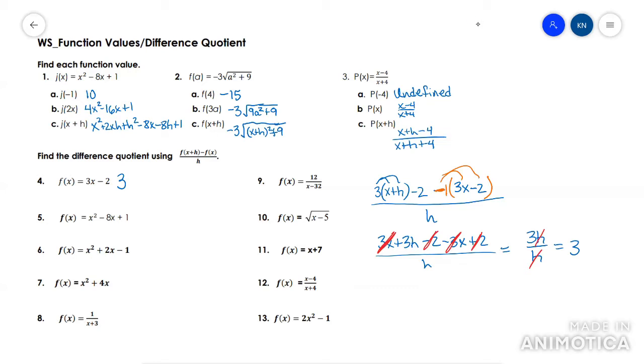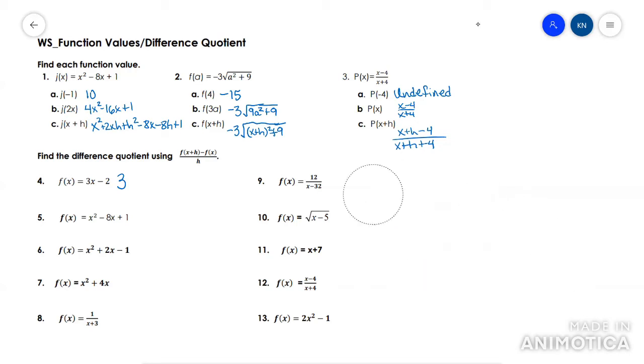So let's look at a quadratic. They're a little trickier, but I would say the hardest ones by far are the rationals or the roots. These are the ones that can kind of be a nightmare. You'll see why.